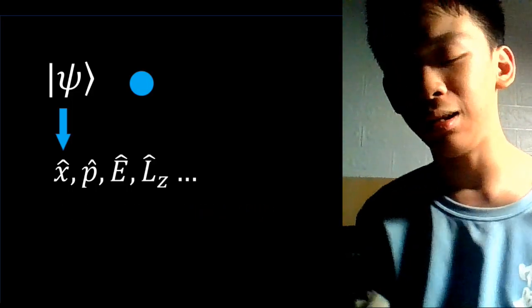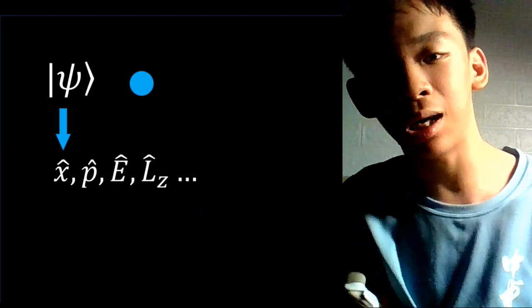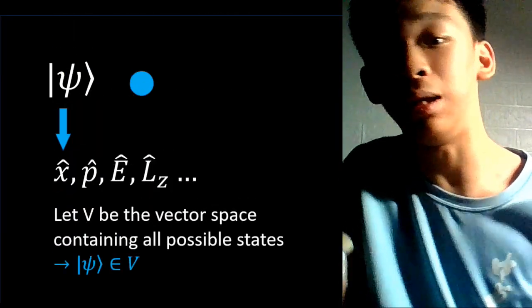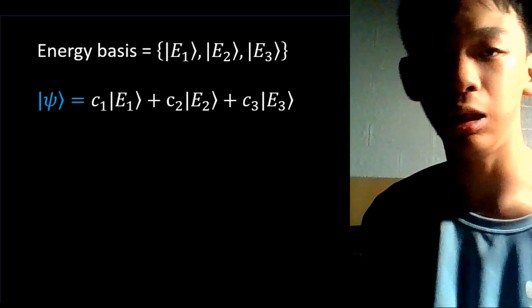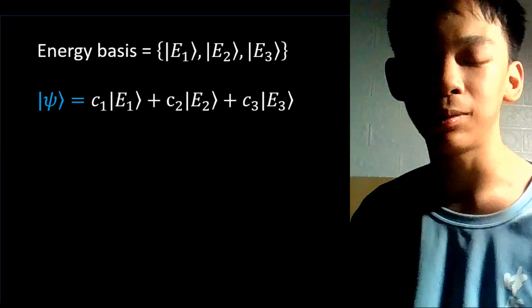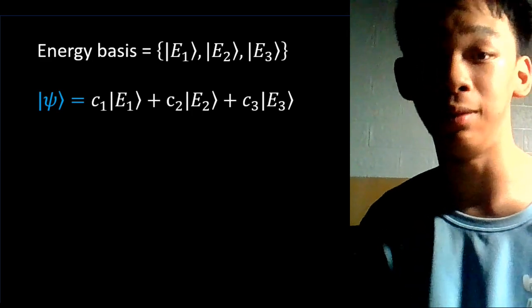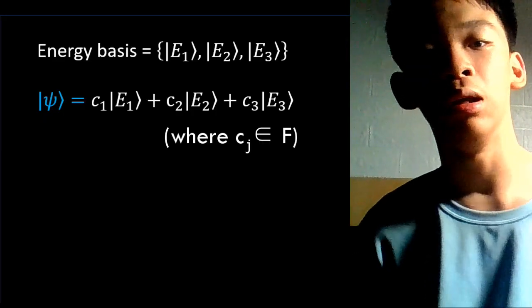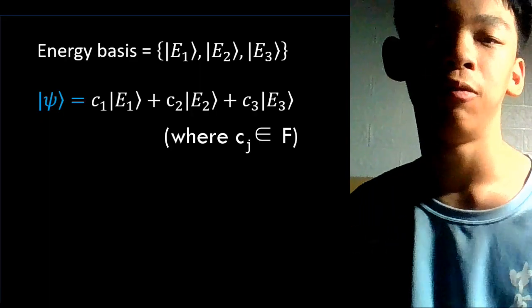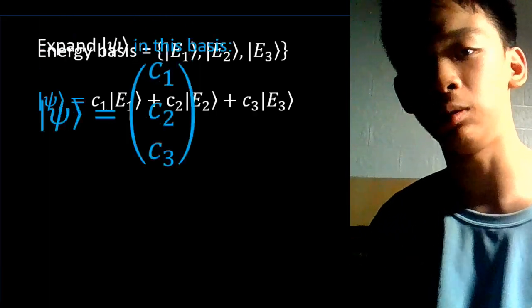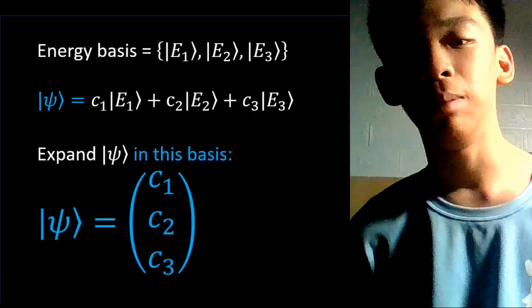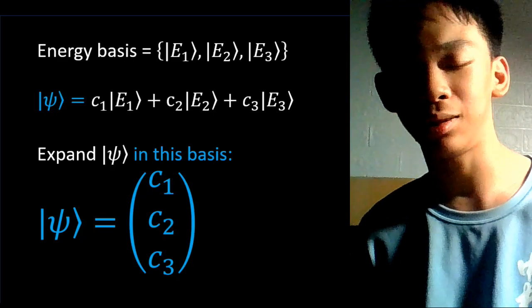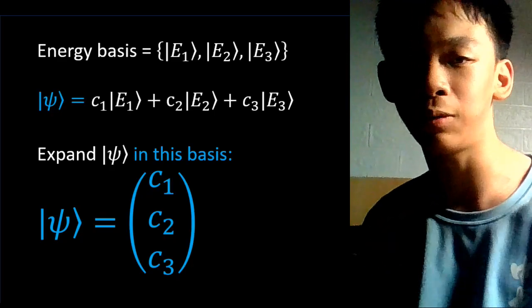Our quantum state is represented by a ket psi in the appropriate state space, V. For instance, if there are three energy basis states, E1 through E3, our quantum state is a linear combination of these three states, where the cj, the coefficients, are in the appropriate field. For convenience, we'll choose the field to be real numbers. We may write psi in the energy basis as the coefficients in a column vector like so.